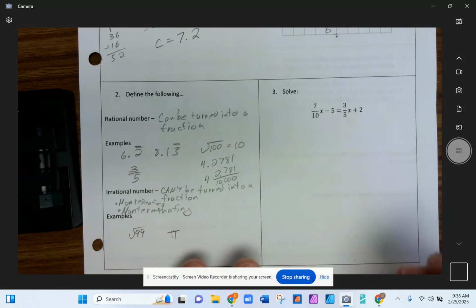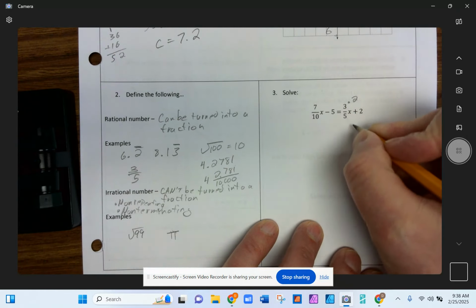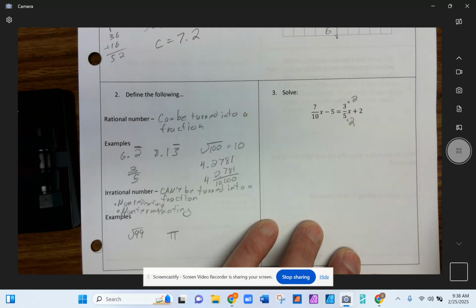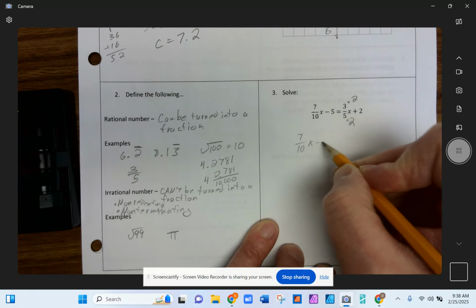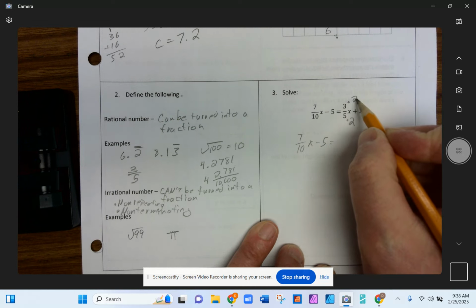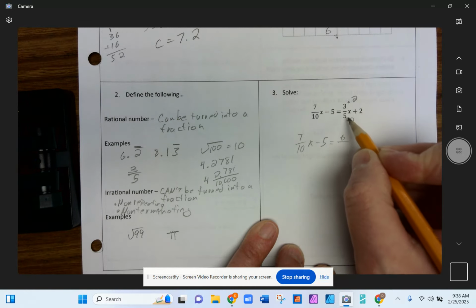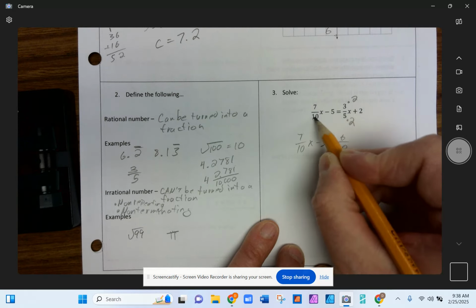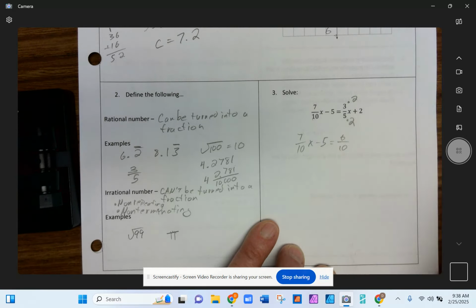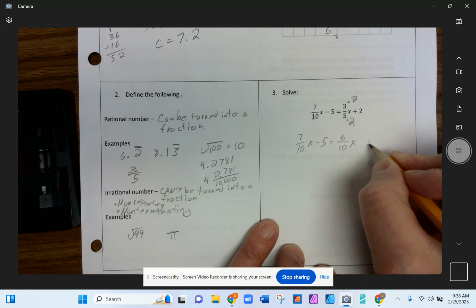Solving here, so I think the easiest way is to get common denominators. You could also turn this into a decimal. This gives us 7/10 x minus 5 is equal to 3 times 2 is 6, and 5 times 2 is 10. Again, you want to match the common denominators, so 5 times 2 is 10, and if I'm multiplying by 2 on the bottom, I do that on the top. So that's x plus 2.